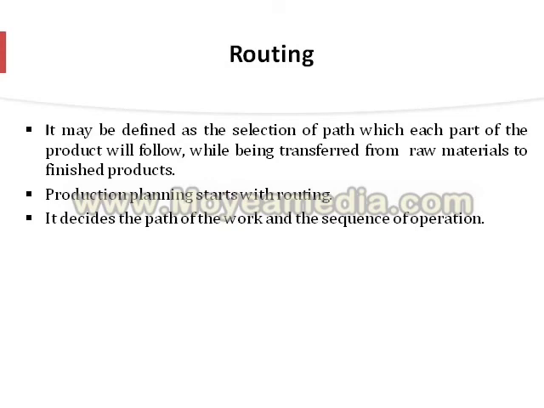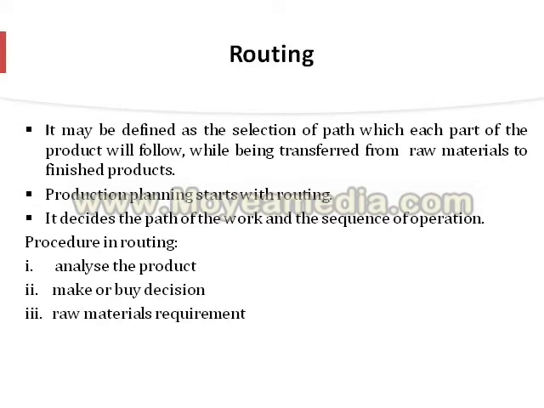Now we can go to the basic functions of production planning and control, where the first one you need to know is routing. So routing means, from the word meaning itself, you are actually trying to route your material flow. So how your raw materials are transferred to your finished one. So production planning actually clearly starts with your routing. It designs the path of the work and sequence of operation.